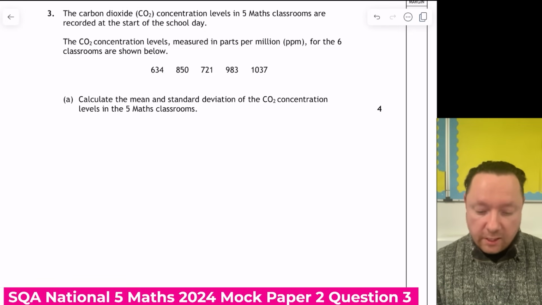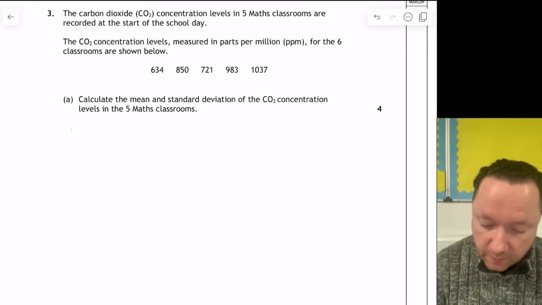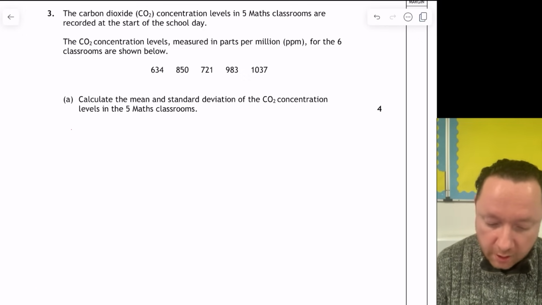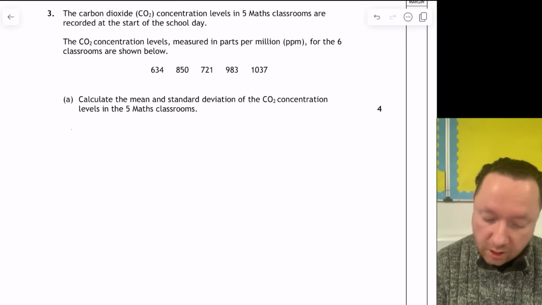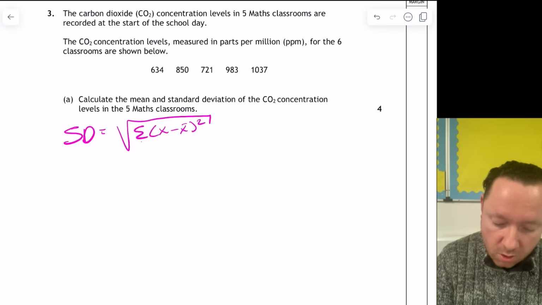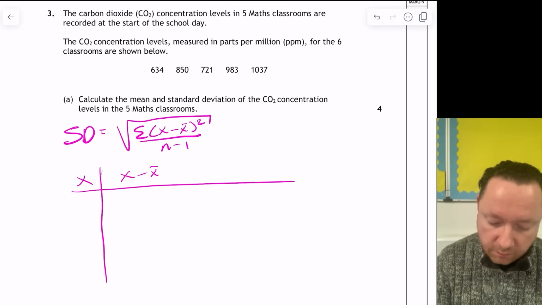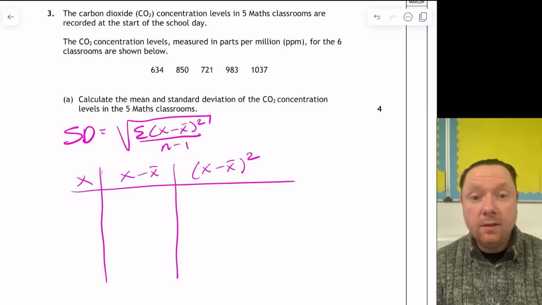Question 3. The carbon dioxide concentration levels in the National 5 Maths classrooms are recorded at the start of each school day. The CO2 concentration levels measured in parts per million for the 6 classrooms is shown. Find the mean and standard deviation. So at the start of the exam paper, for standard deviation, you're given 2 formulas. I always use this one. It's the square root of the sum of (x minus x bar) squared, all over n minus 1. And you just draw a little table. So you've got x minus x bar, which is the top of the formula, and then that squared. And x bar is the mean.